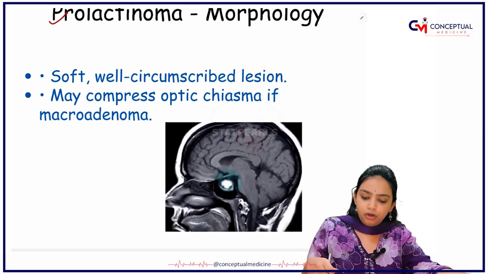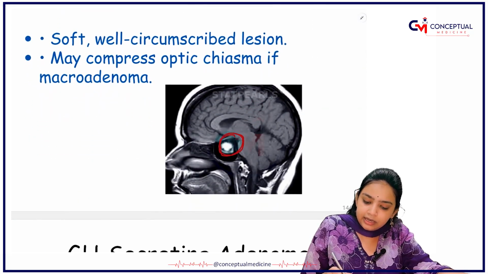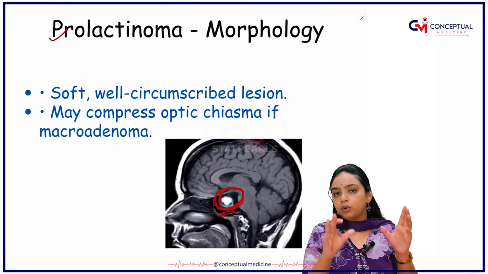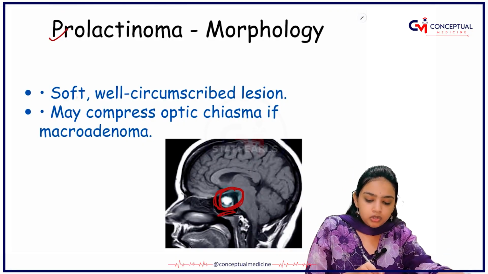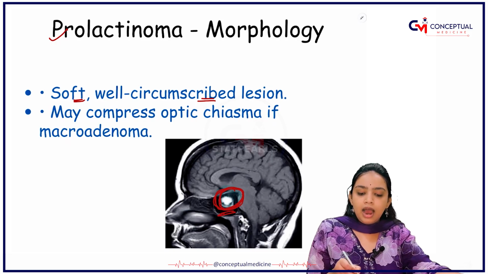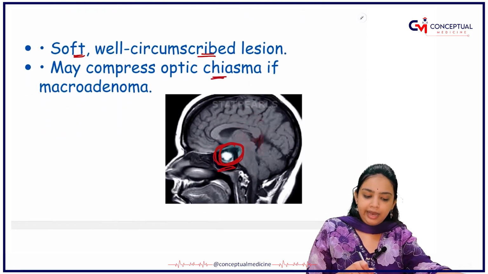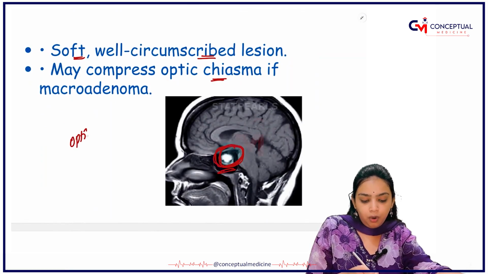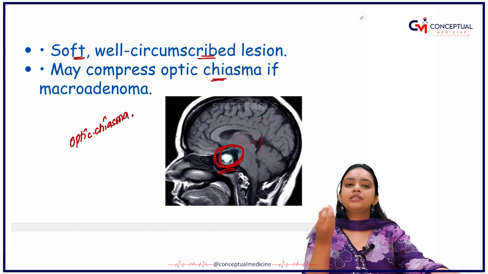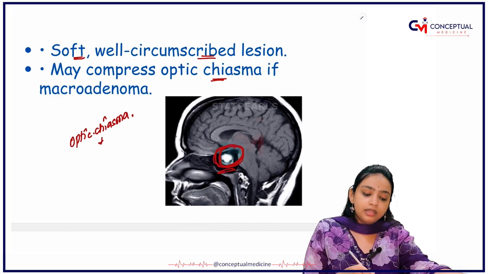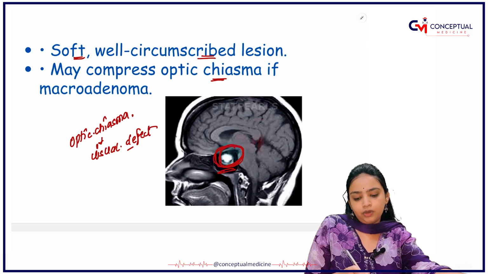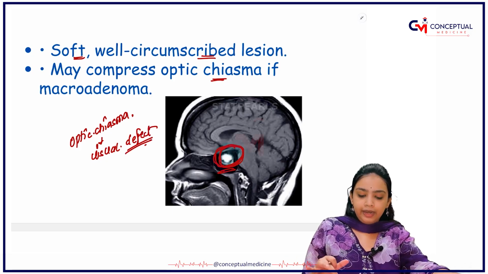Now, if I talk about the morphology, this particular thing that I am highlighting with red is nothing but the tumor, the prolactinoma that you will be encountering. As you are able to see in the figure, it is a soft, well circumscribed lesion, and it may compress your optic chiasma. If this compresses your optic chiasma, then there will be visual defect also. This you need to keep in mind.